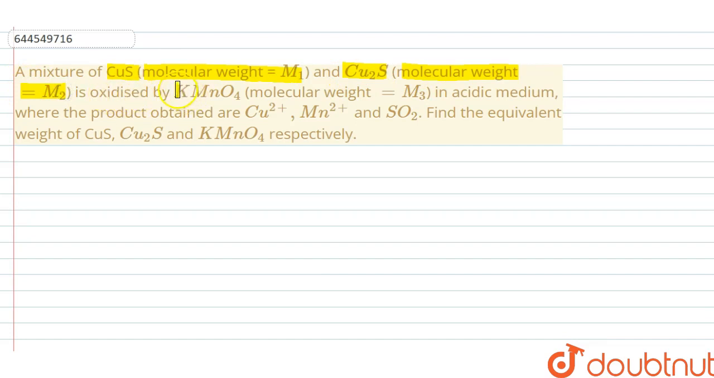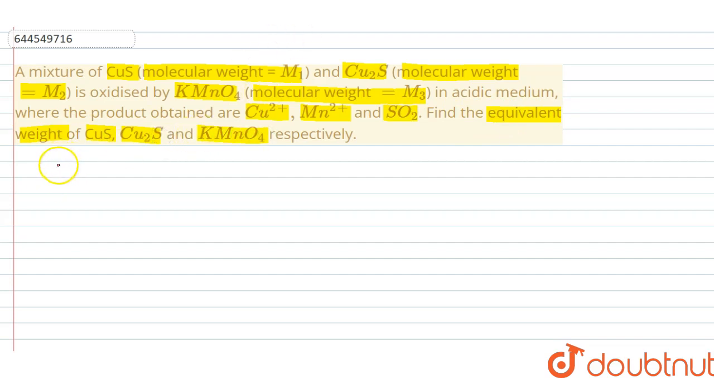Hello students, question is a mixture of CuS molecular weight M1 and Cu2S molecular weight M2 is oxidized by KMnO4 molecular weight M3 in acidic medium, where the products obtained are Cu2+, Mn2+ and SO2. Find the equivalent weight of CuS, Cu2S and KMnO4 respectively.